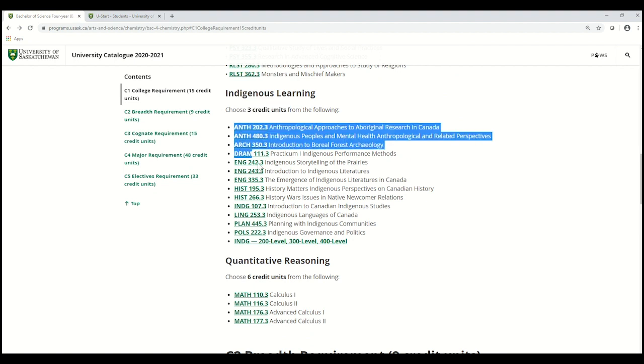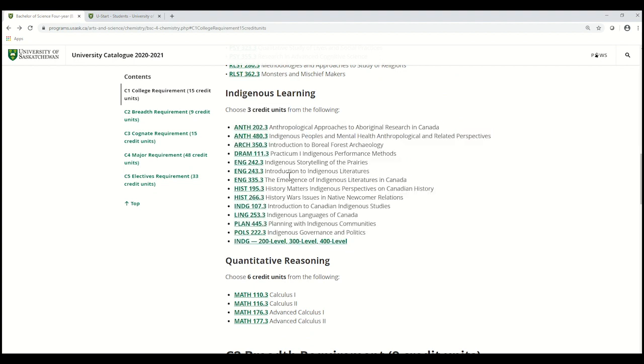units. This is a long list, but one thing I want to point out is that there are only a few classes, Drama 111, History 195, Indigenous Studies 107, that are 100 level courses. That is to say, these are classes you can take in your first year.